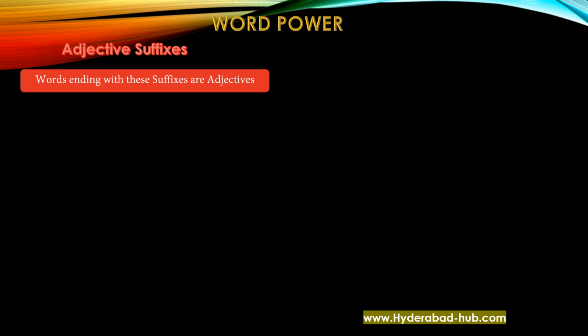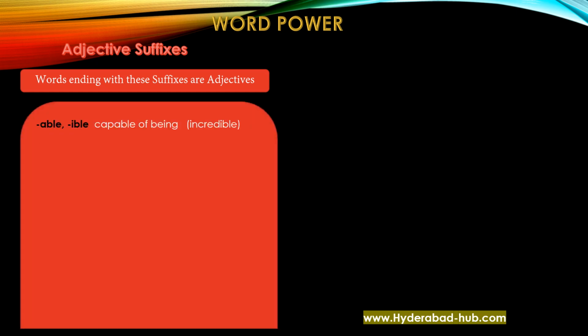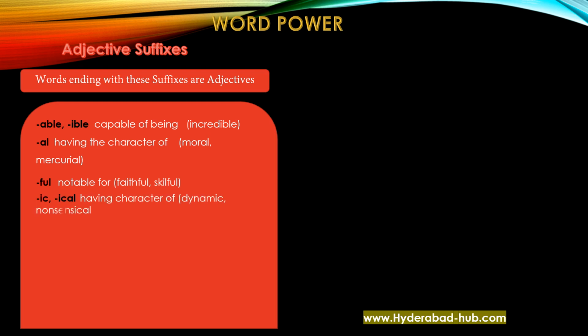Adjective suffixes. Words ending with these suffixes are adjectives. Able, ible. Meaning: capable of being. Example: incredible. Al. Meaning: having the character of. Example: moral, mercurial. Ful. Meaning: notable for. Example: faithful, skillful.